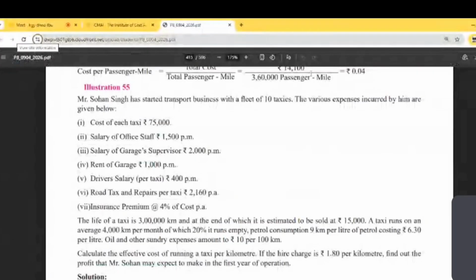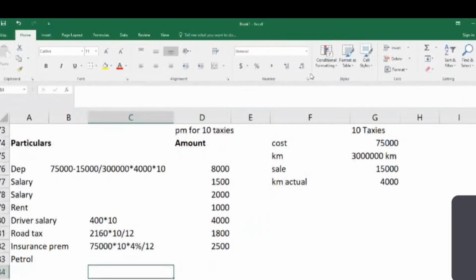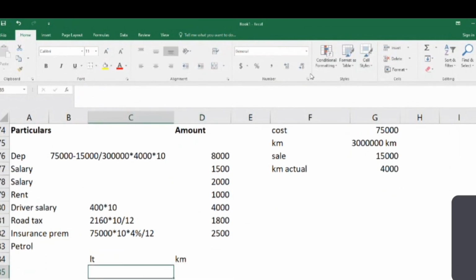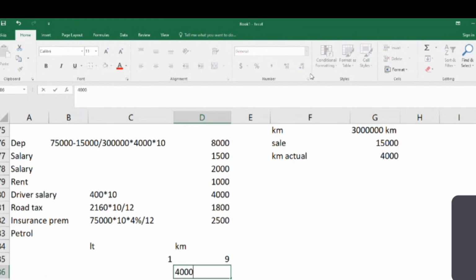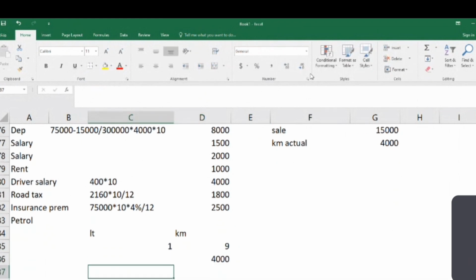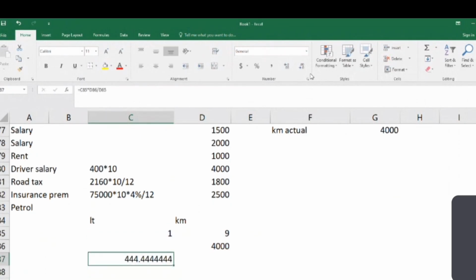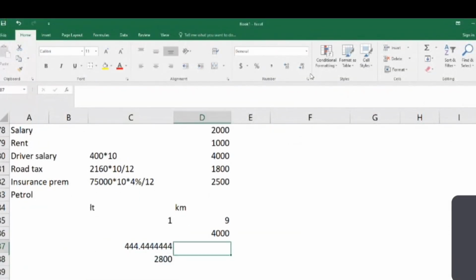Petrol expenses: what they are telling is, if you put 1 liter, this is your kilometer. If you put 1 liter, it can run 9 kilometers, but you are running 4,000 kilometers. So how many liters do you have to fill? Cross multiplication, divided by either. So these many liters are required. So what is the cost of 1 liter? 6.30.